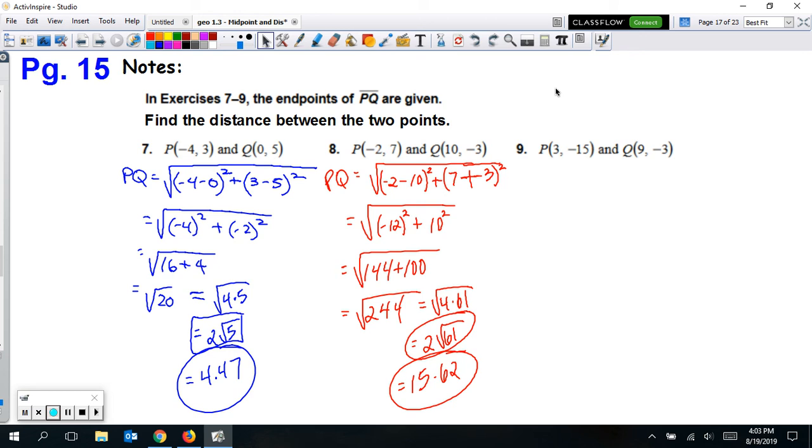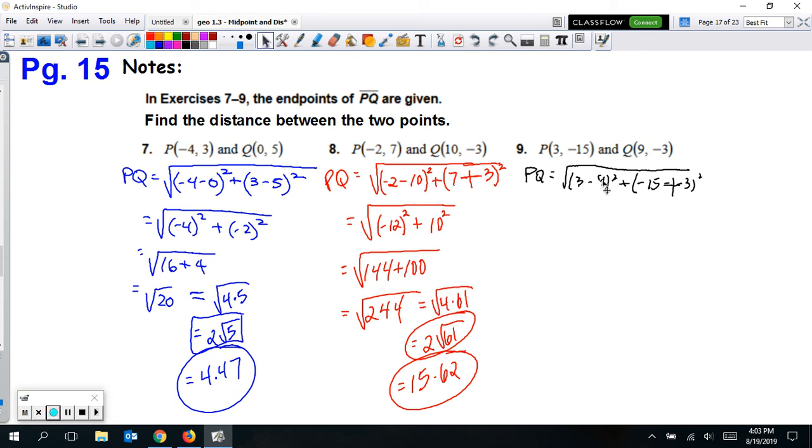Okay, hopefully you paused the video and now you've finished number 9 and you have an answer for that. 2 answers really, in radical form, simplified radical form, and decimal form. So what we see here on this one is 3 minus 9 in the first parenthesis, and then it's plus negative 15 minus a negative 3. Well, there's another double negative with minus the negative 3, so that becomes a plus 3 on this one.